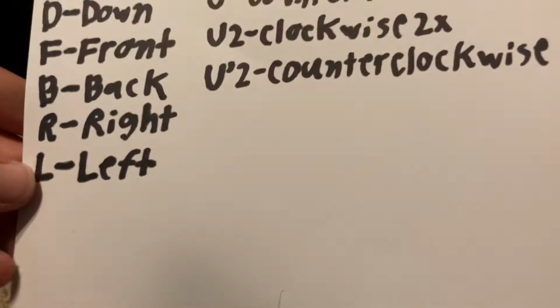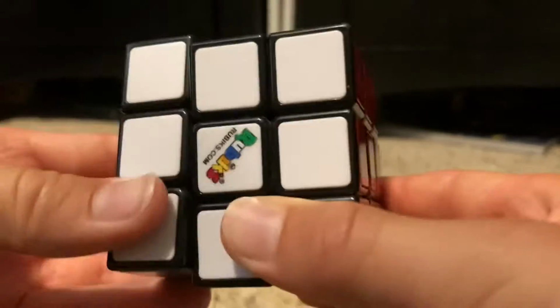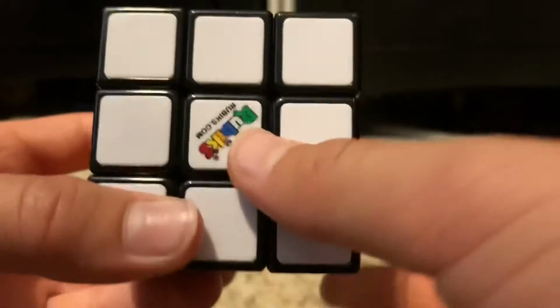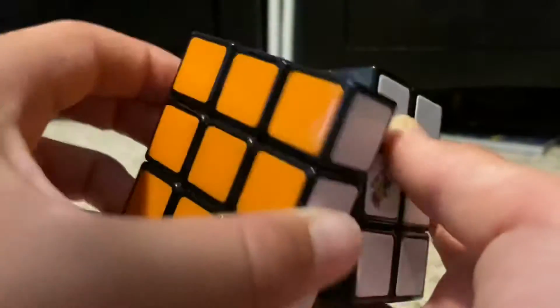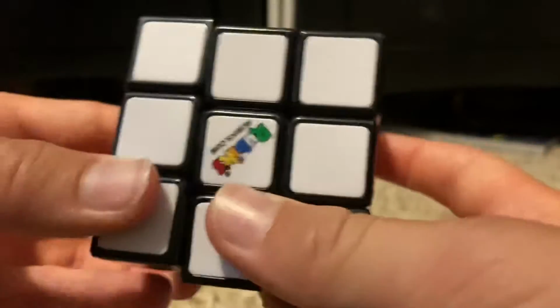Either way, you could think about it like that. And then we have L right here, which translates to left, which of course is the left side of your cube right here. And when you turn it clockwise, remember, when you face it, you turn it clockwise. Or you could say, when it's just normal left, you turn it towards you.